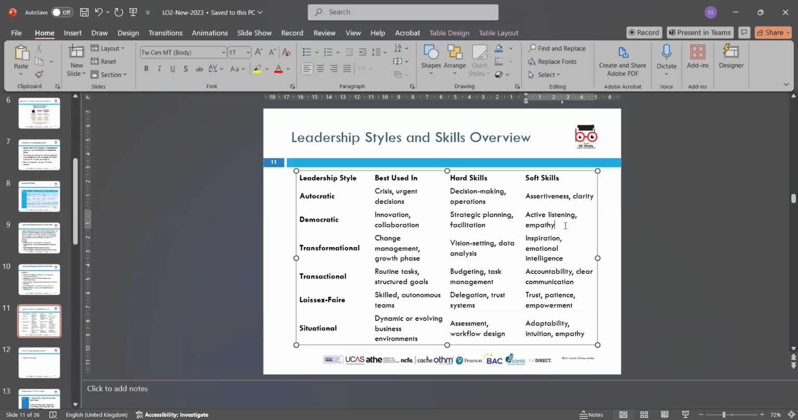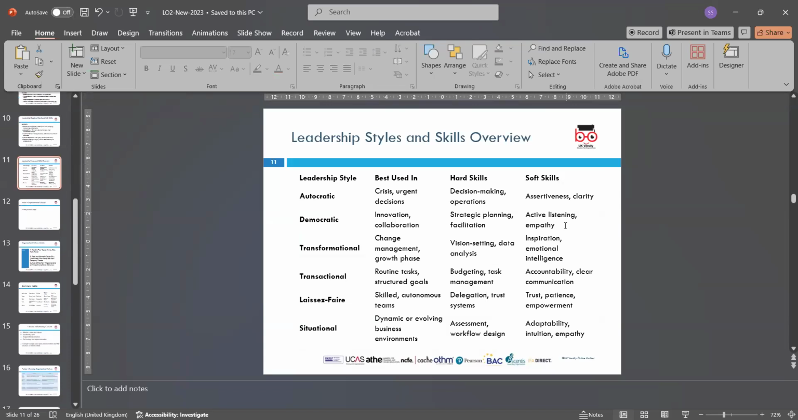For the situational leadership style, of course, according to the situation, you need to keep doing assessment, workflow design, adaptability, and intuition and empathy are required there. Okay, so we are going to the next slide now.